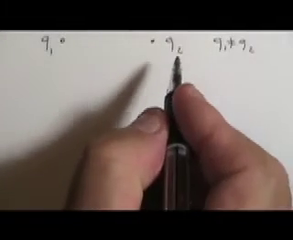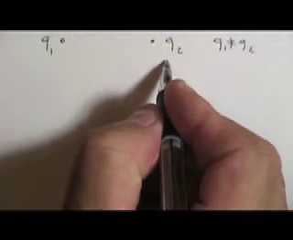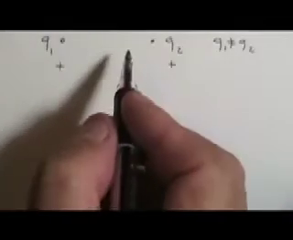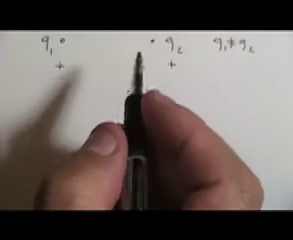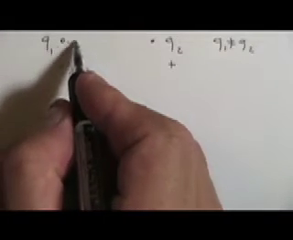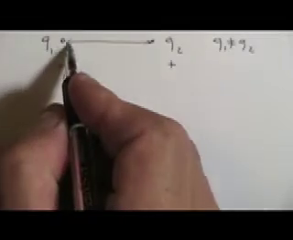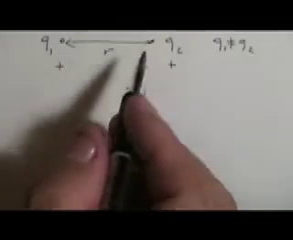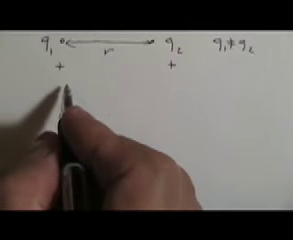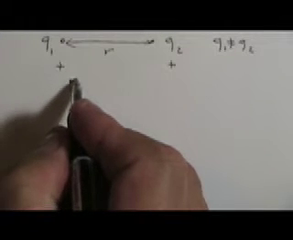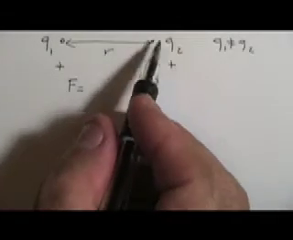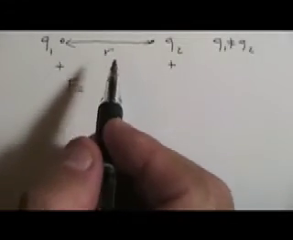So for simplicity, we take this charge to be positive, and this one also to be positive. So we have two positive charges. And we also have a distance between them, which we can call R. So the force between these two charges will be an electrical force, which we call F. And this F depends on Q1, Q2, and also on the distance between them.